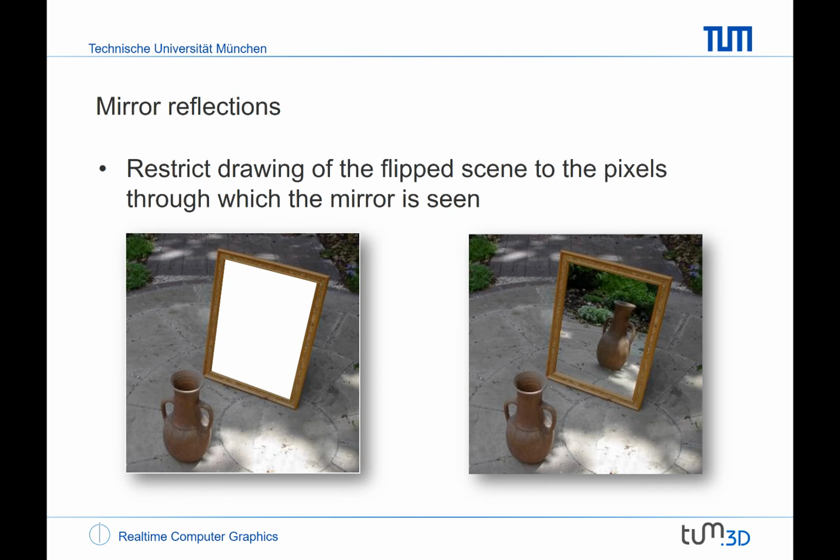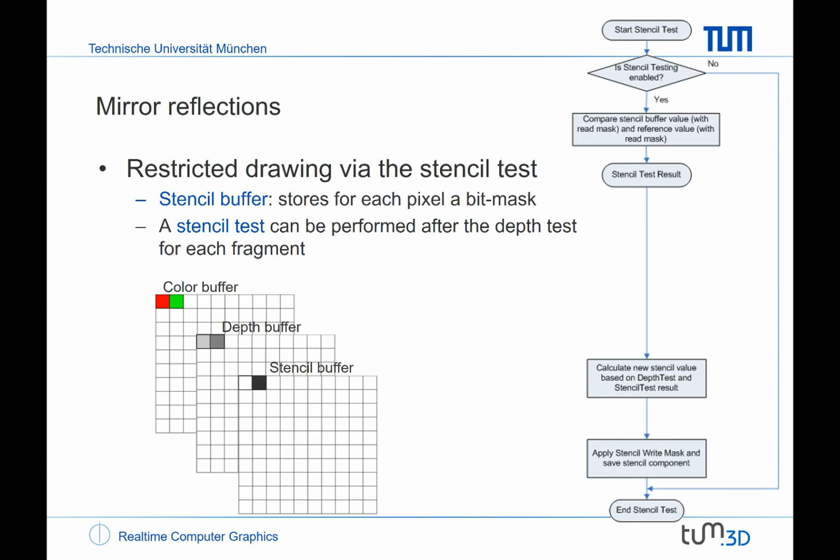So let's look at the first part of the mirror reflection simulation, where we want to restrict rendering of the flipped scene to the pixels through which the mirror is seen. That is what we see here in this example. We have a scene, and then we have a mirror polygon, which is the polygon here, or the two triangles making up that quadrilateral. And now we only want to see the flipped scene in that polygon, because only there the mirror is defined. How can we do this?